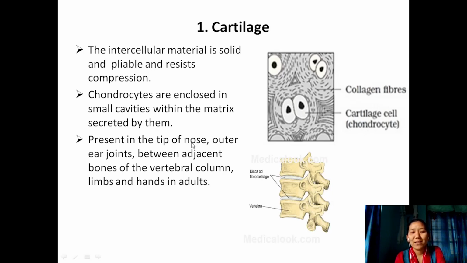We know the locations: it is present in the tip of the nose, the outer ear, joints, and between the adjacent bones of the vertebral column. The vertebral column is bony, made up of bone, but in between them you find cartilage, which is why we are able to bend our back. Also in the limbs and hands in the adult, between the bones, you can find connective tissue made up of cartilage.